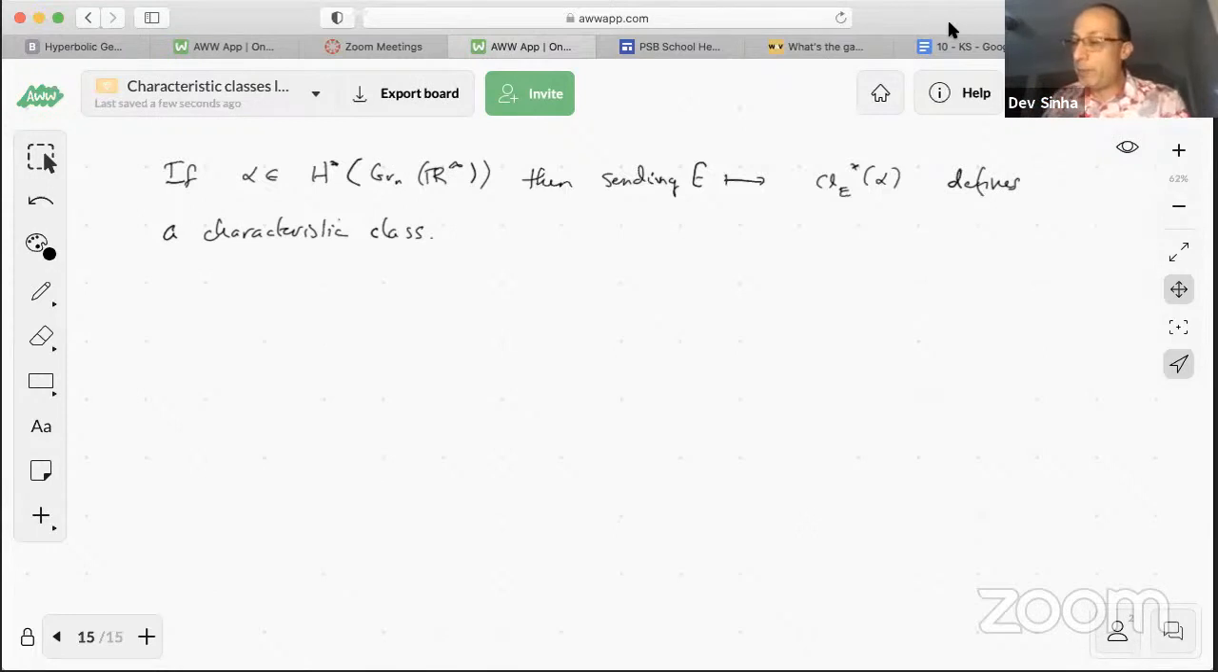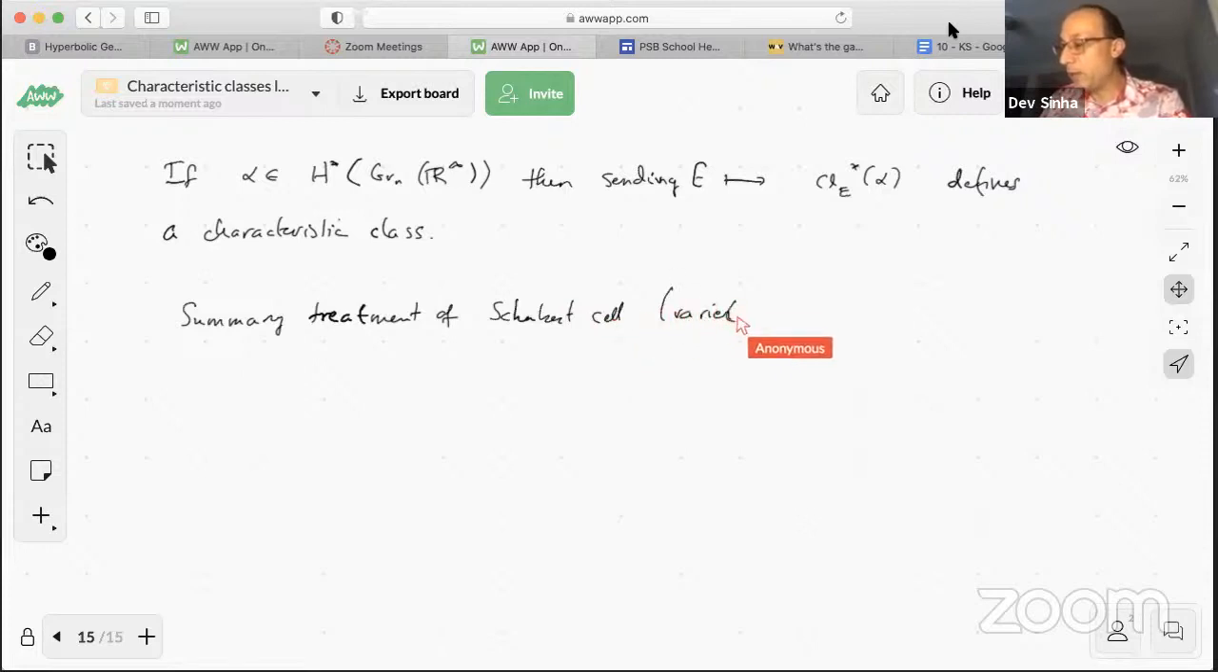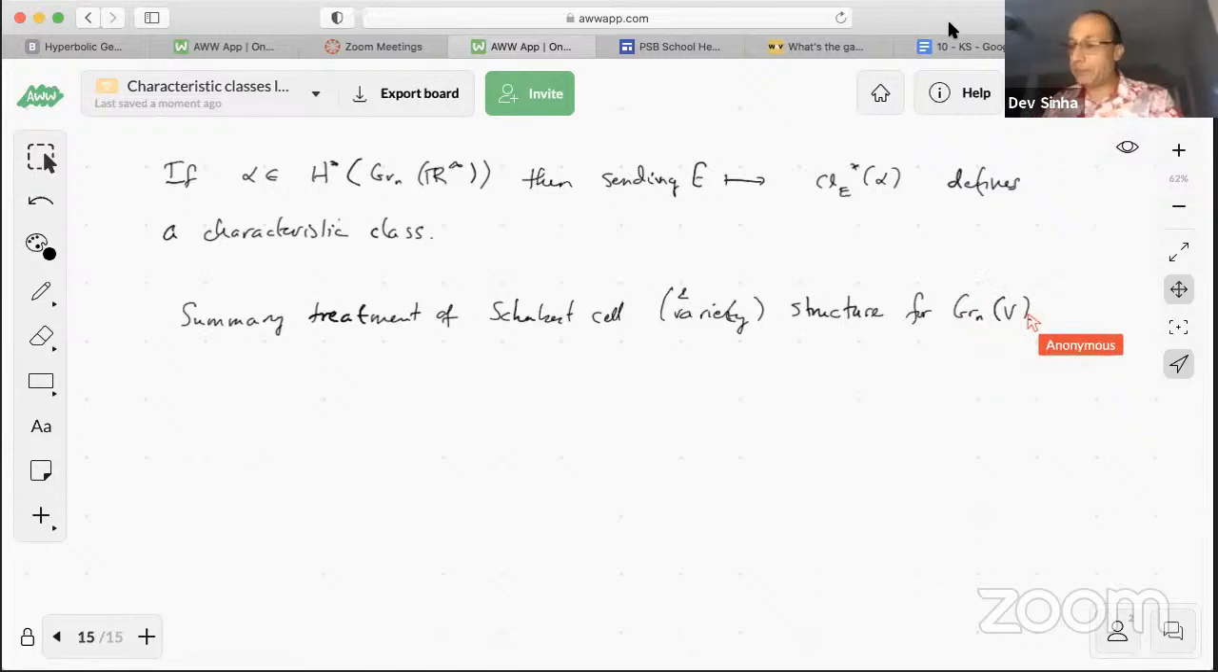So what we're going to do, I'm going to just give a brief, more of a summary treatment of Schubert cell, and also, while we're at it, variety structure for Grassmannians. So what we have to do is we have to fix a flag.